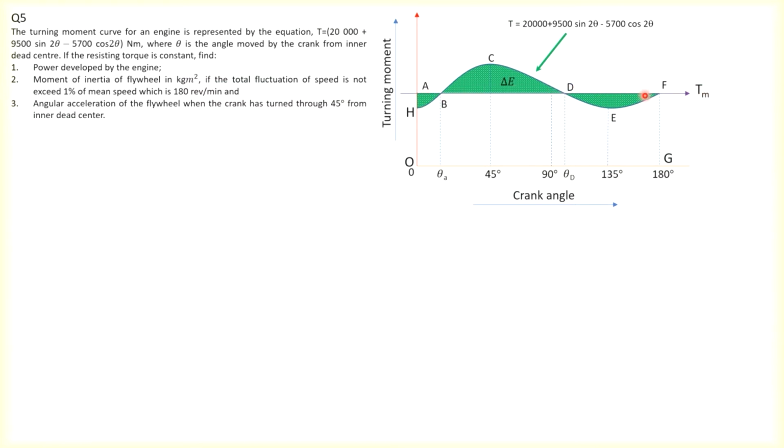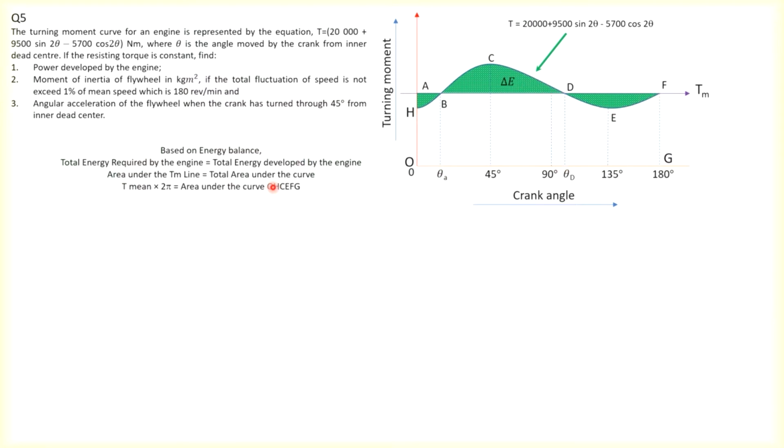So we know that the area below the mean torque line is the energy required by the engine, and the area below HBCDEFG to O is the energy developed by the engine. So based on energy balance, we have to equate the total energy required by the engine to the total energy developed by the engine. The total energy required is shown as the area under the mean resisting torque line, which is horizontal, as stated in the question.